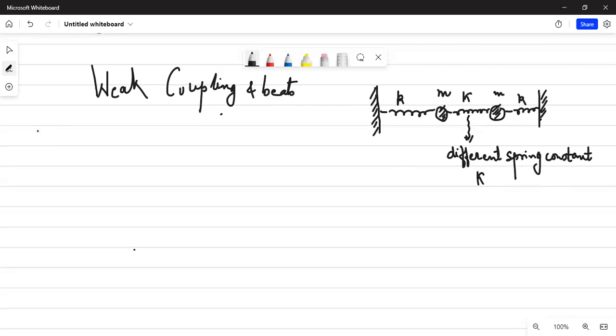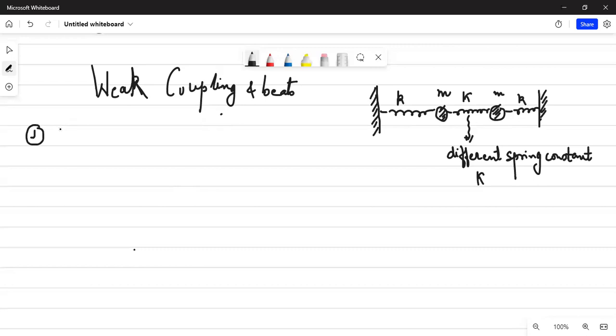So first off, there can be two conditions. One, I can impose my condition on the left mass, and another can be to impose the condition on the right mass. However, the answers would come out the same. One I'll do today, another one I'll repeat tomorrow, so that this particular case gets into your head. So this is the case of weak coupling and beats.